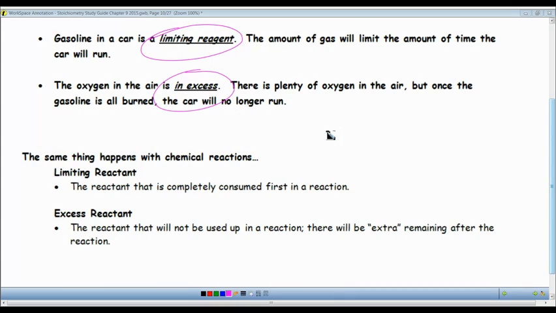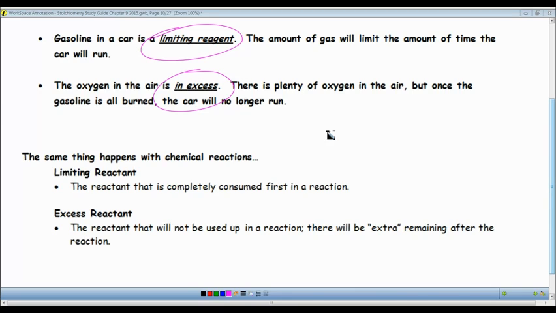So some things to make note of. The limiting reactant is the one that is completely consumed first. It limits the amount of product that can be formed. You may have an excess reactant, and it really will just be extra remaining unreacted. We're just going to have regular old oxygen molecules, O2, and they're not going to be chemically changed in any way because we ran out of the limiting reactant, the gasoline.